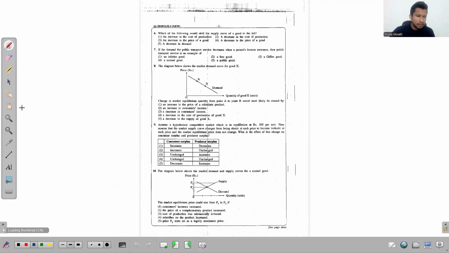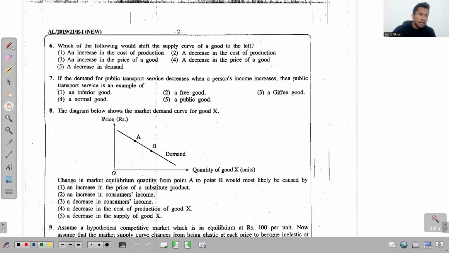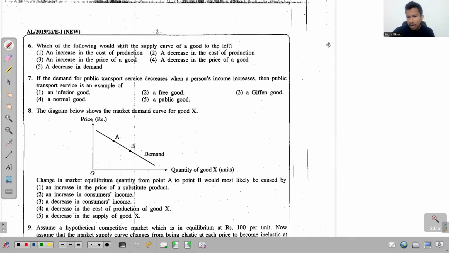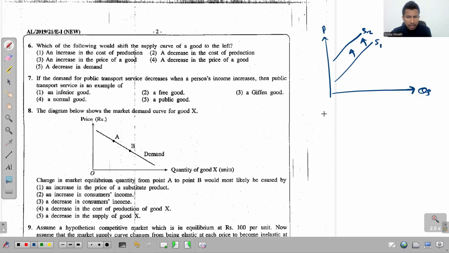Right. We will move to the sixth question. There it says, which of the following would shift the supply curve of a good to the left? If there's a leftward shift of the supply curve, imagine that this is the initial supply curve, and after the leftward shift, this is our new supply curve. So what has happened to the supply? If the supply curve gets shifted to the left side, we say supply reduces, supply decreases. Supply has decreased, right? So let me write supply decreases. And we just need to recognize the reason for this decrease in supply.